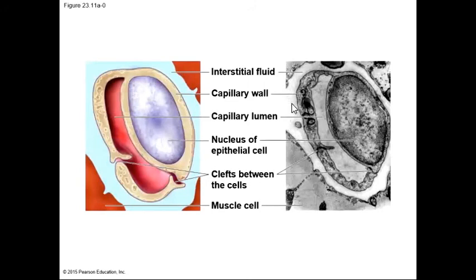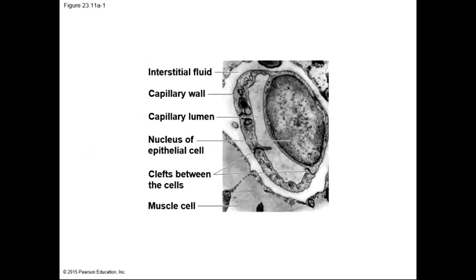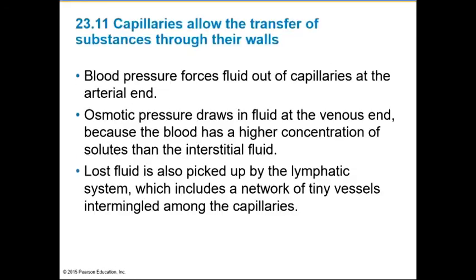So, interstitial fluid, capillary wall, lumen. Blood pressure will force the fluid out at the arterial end, and osmotic pressure, differences in solute concentrations between the interstitial fluid and the blood in the capillary, will draw the fluid back in at the venous end, or the venule end. And some of this lost fluid is picked up by lymphatic capillaries by way of the lymphatic system.